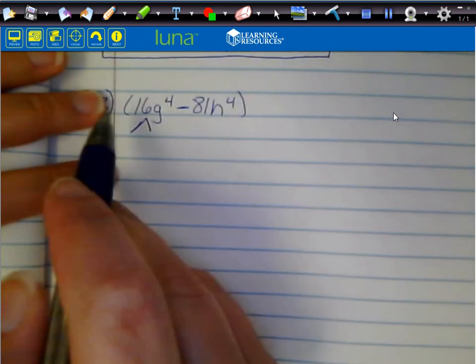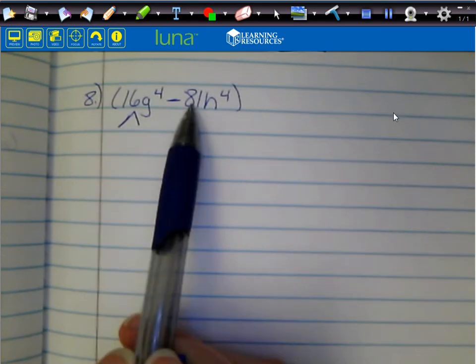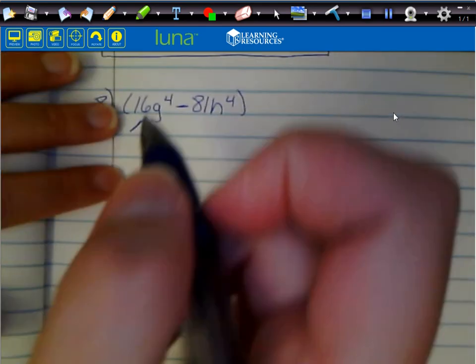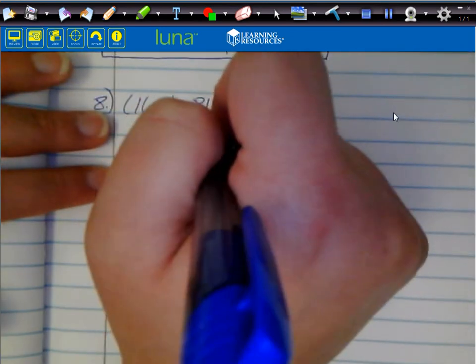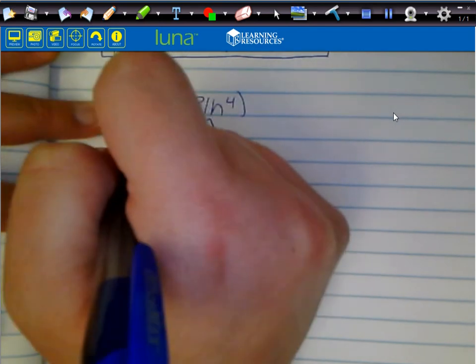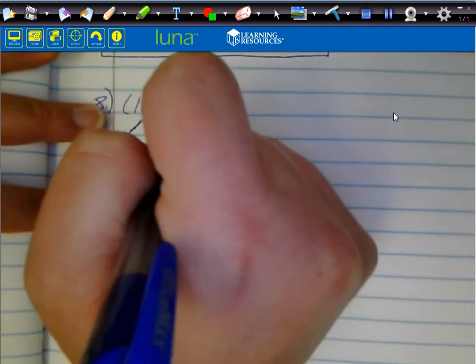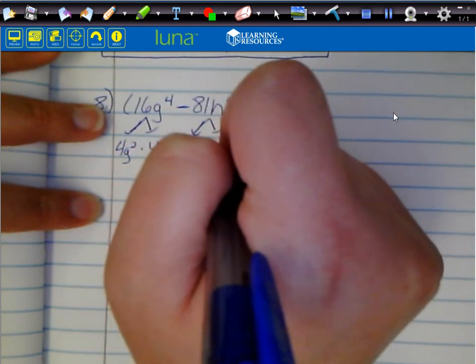So again, 16 and 81, if you look on your factor sheet, don't have anything other than a 1 in common. And then you look, 16 is a perfect square, so is 81, so is g to the 4th, so is h to the 4th. And I have my minus sign in the middle. Always check for that minus sign. So then you can split these up and say 4g squared and 4g squared, 9h squared and 9h squared.